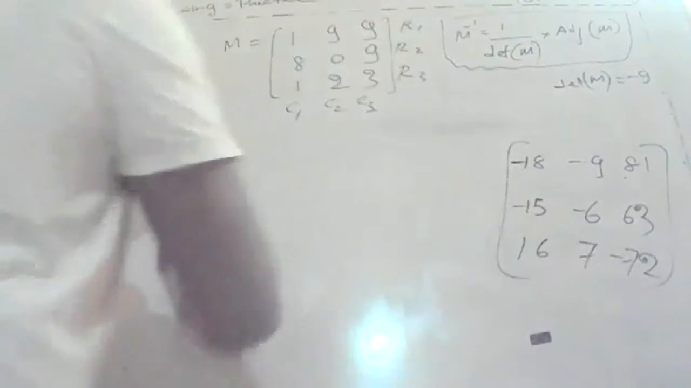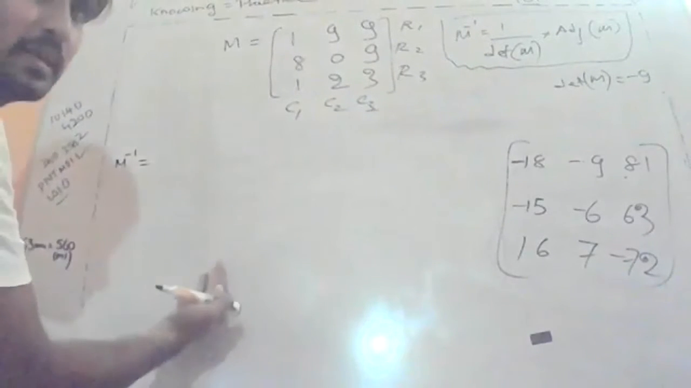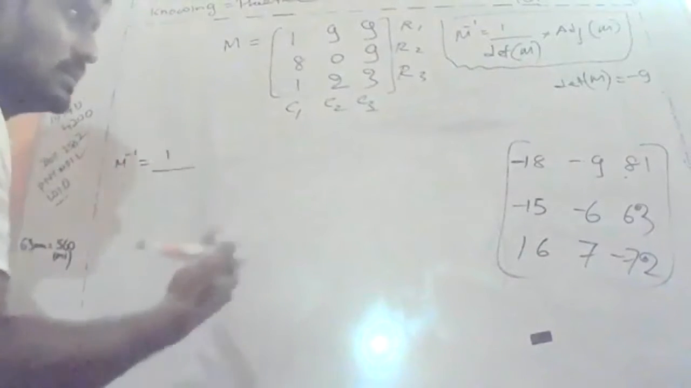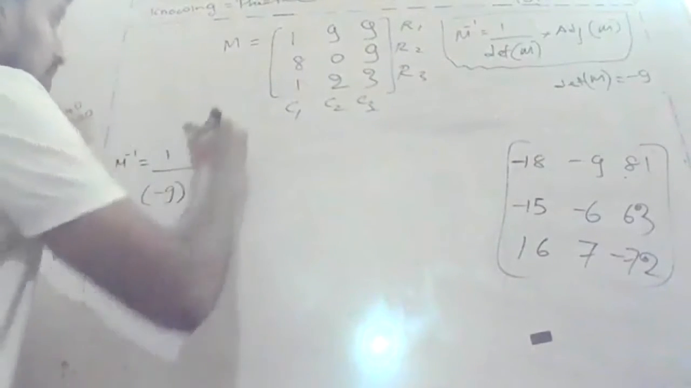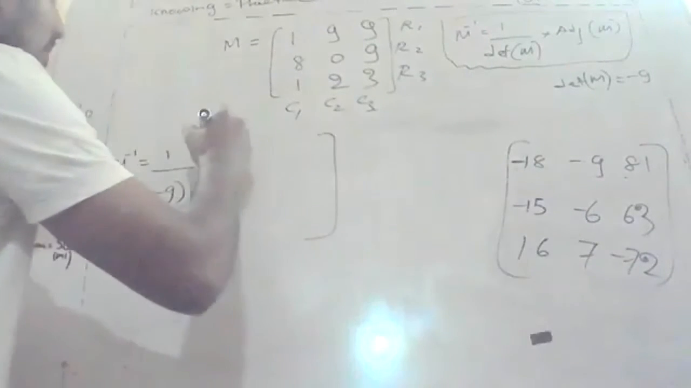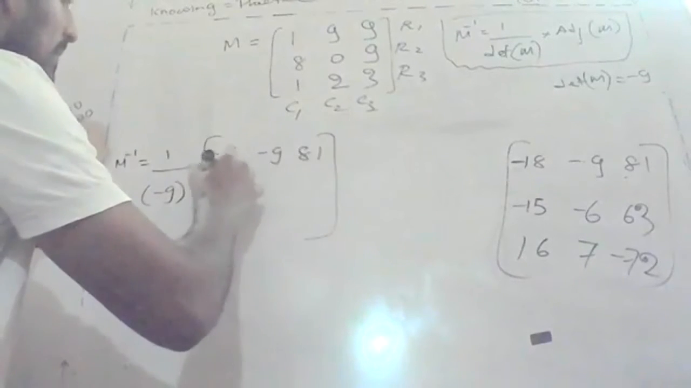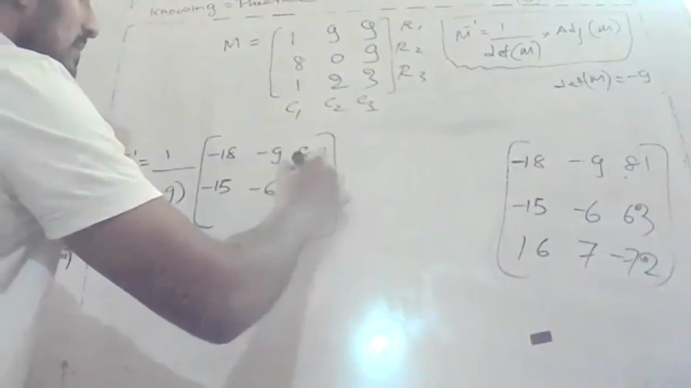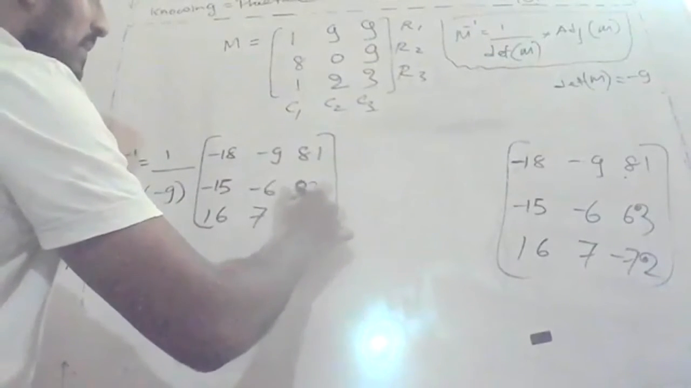Okay. So now it is done. The final step. Inverse matrix equals 1 over the determinant. What is the determinant we calculated? It is minus 9. Minus 9 times the adjoint matrix. So this is the adjoint form. Minus 18, minus 9, 81, minus 15, minus 6, 63, 16, 7, minus 72.